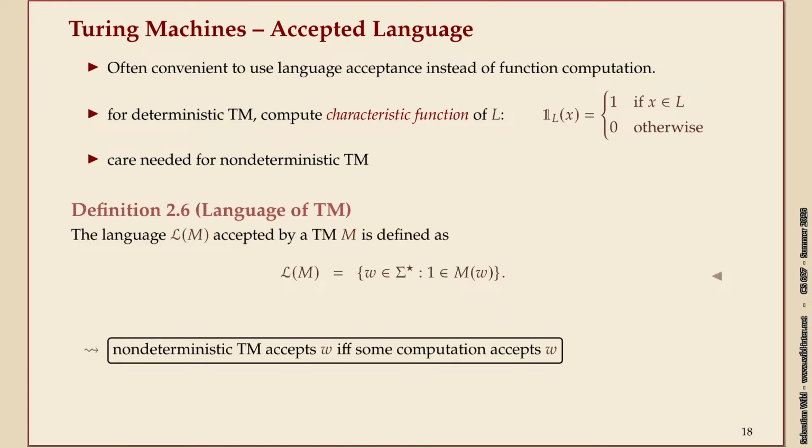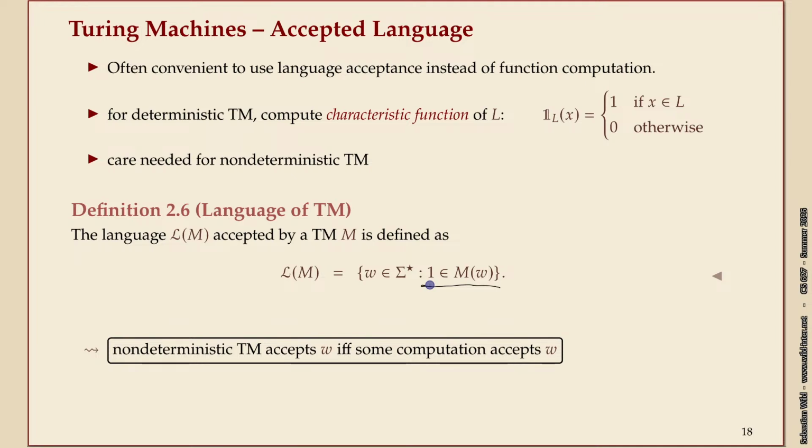Here's the formal definition. Again, for non-deterministic machines, they might output several different values. And so let me stress this again. A word is part of the language accepted by a Turing machine if there is a way to produce the output 1, some way to produce the output 1.